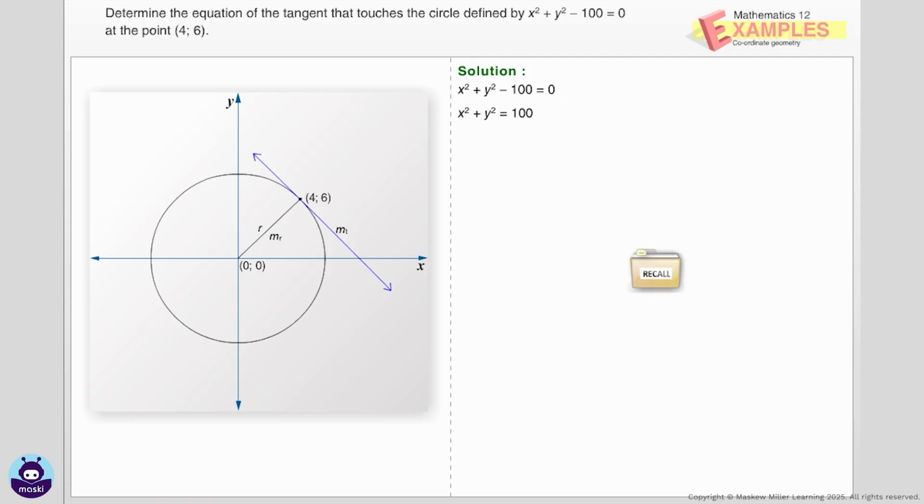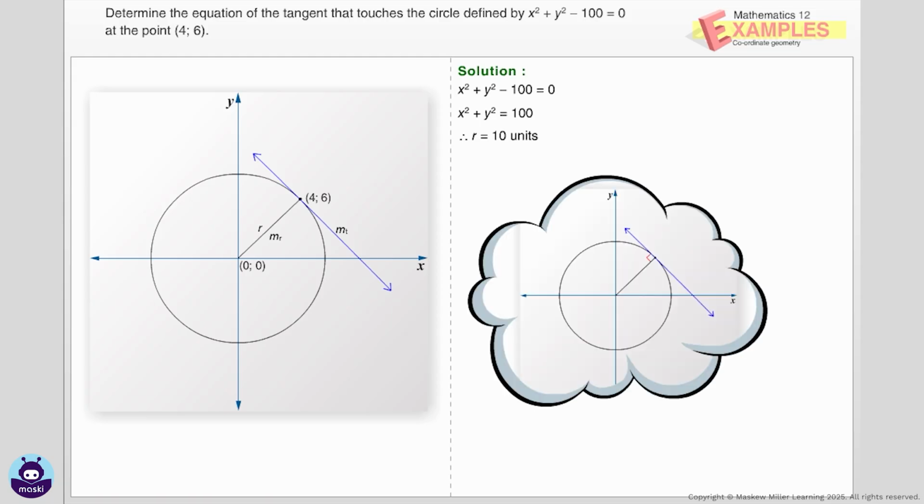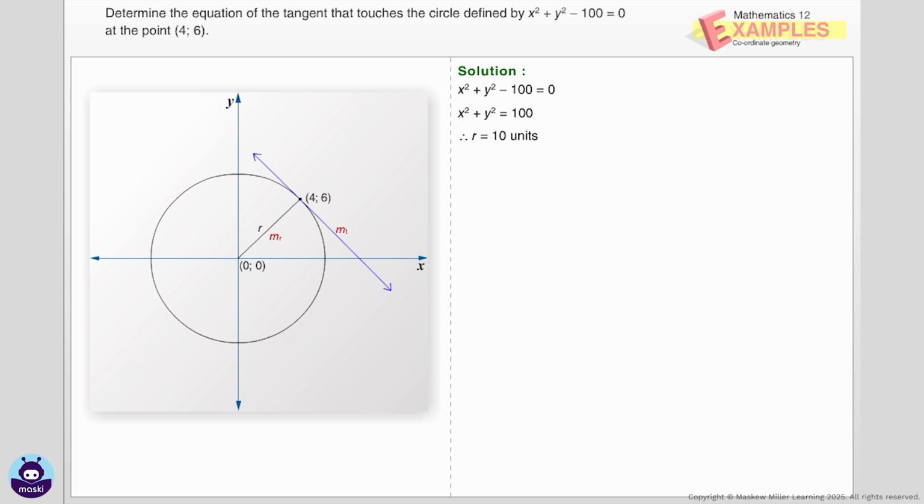From the given equation, we can see that the center of the circle lies at the origin. Therefore, r equals 10 units. Recall that the radius and the tangent are perpendicular to each other at the point of contact. We can determine the gradient of the tangent if we know the gradient of the radius.